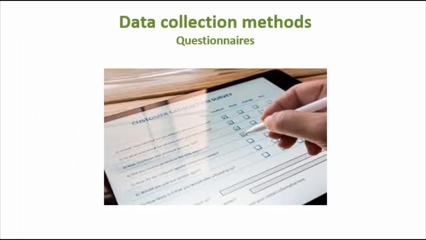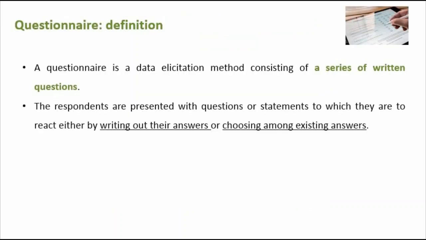The second data collection tool that we shall discuss is questionnaires. A questionnaire is a data elicitation method which consists of a series of written questions. In that case, the questions are not oral, they are written. In this method, the respondents are presented with questions or statements to which they are to react either by writing out their answers or choosing among existing answers. This depends on the types of questions. The questions are intended to obtain responses which can then be straightforwardly submitted to statistical analysis.